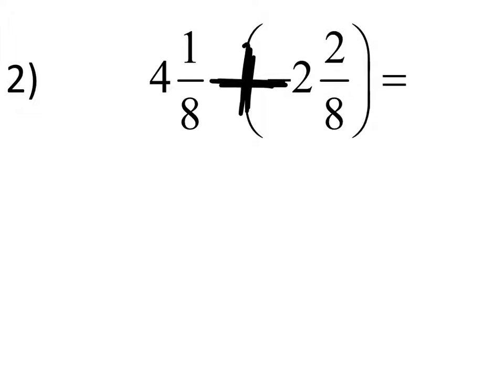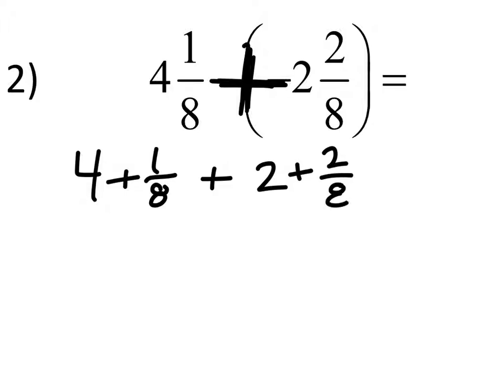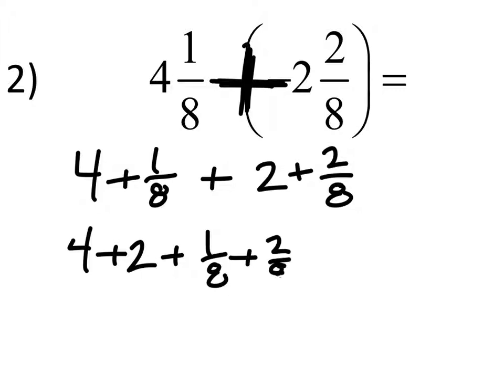So what this means is that I got 4 and an eighth. That means I got 4 plus an eighth right there. Now we're going to add this to 2 and 2/8, which is really 2 plus 2/8. Okay, now again, I hesitate to do this because if it were negative, we'd have to subtract the fraction. So I can rearrange these using the commutative property. 4 plus 2 plus 1/8 plus 2/8.